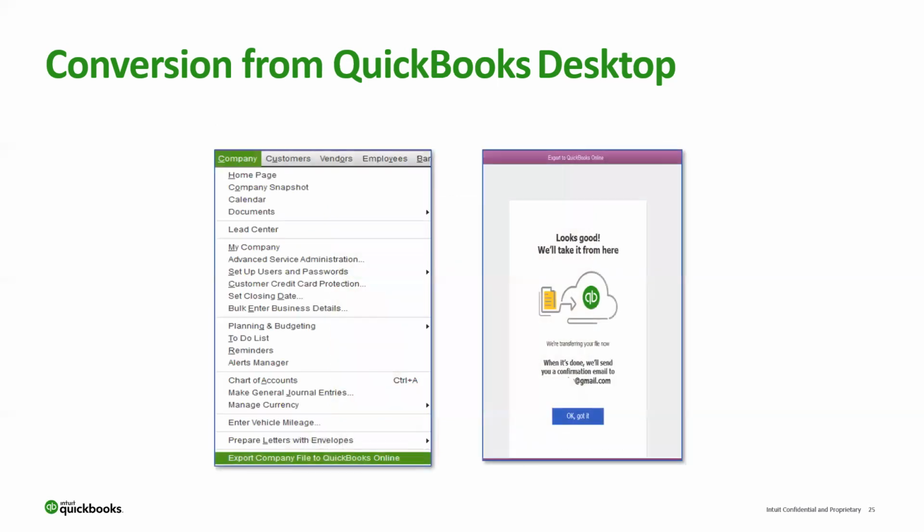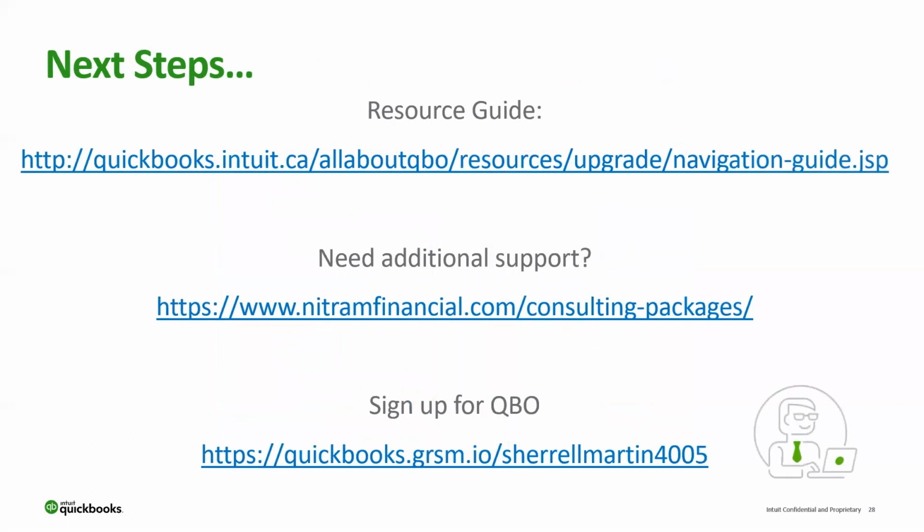The conversion is fairly simple though. Once a file is created, there's literally an option inside of your desktop file that says export, and the system will do it for you. Like I said, there's just a bunch of steps that have to happen first. The conversion time takes anywhere from, I've seen them as short as 10 minutes and as long as 30 minutes. It just depends how big your QuickBooks desktop file is. But it is a relatively quick and easy and simple process.